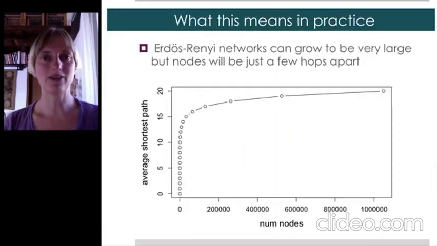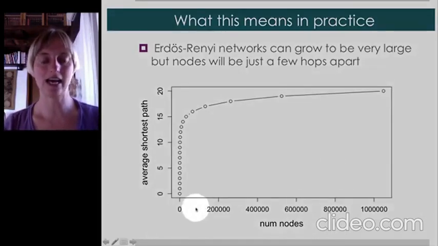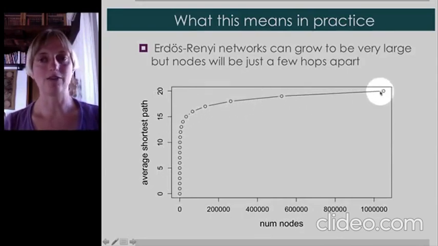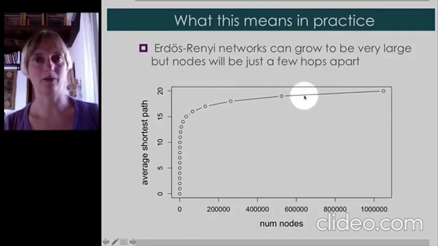So there's something very cool about this, which is that the graph can grow very, very large, meaning that it has lots and lots of nodes, and yet any 2 nodes are going to be connected through a short number of hops. So here on the x-axis, I've plotted the number of nodes, and on the y-axis we have the average shortest path, and you can see that even as the network gets very large, the shortest path grows slowly. It's growing only logarithmically.